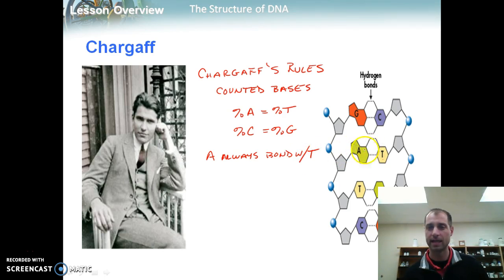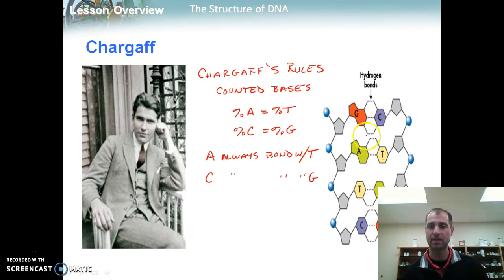And so we see that here in this molecule. We have our adenines bonding to thymines, thymine with adenine. They will always go together as a pair. He also found that cytosines will always bond with guanines. All right, and we see that as well. We've got a cytosine here bonded to a guanine. We've got a guanine bonded to a cytosine.